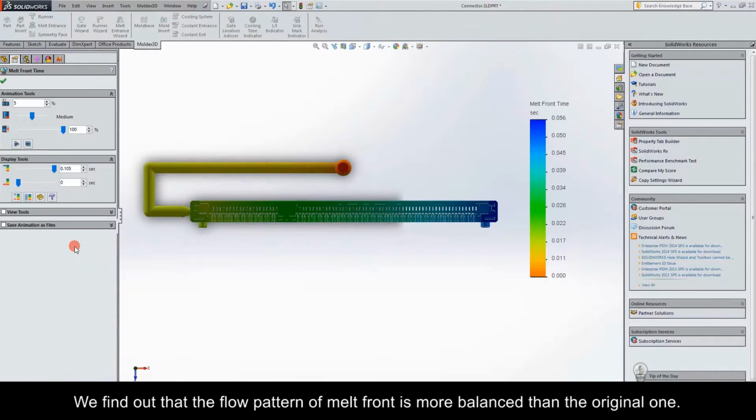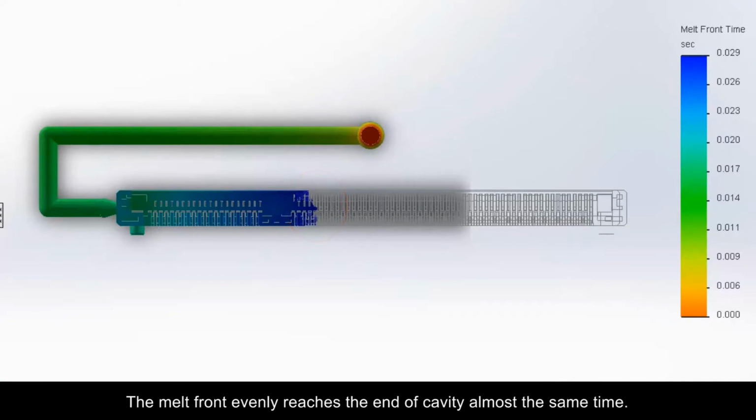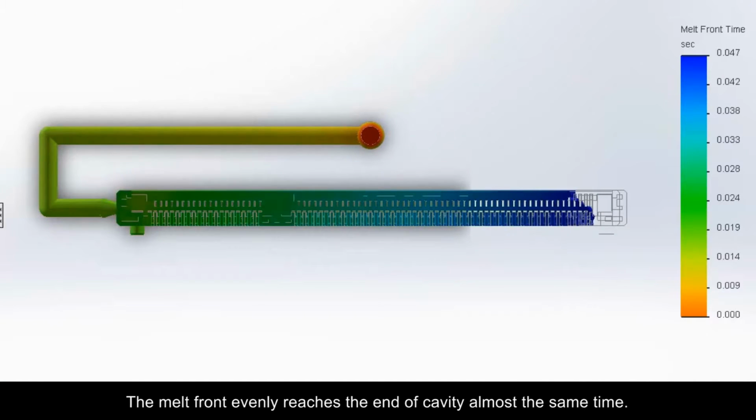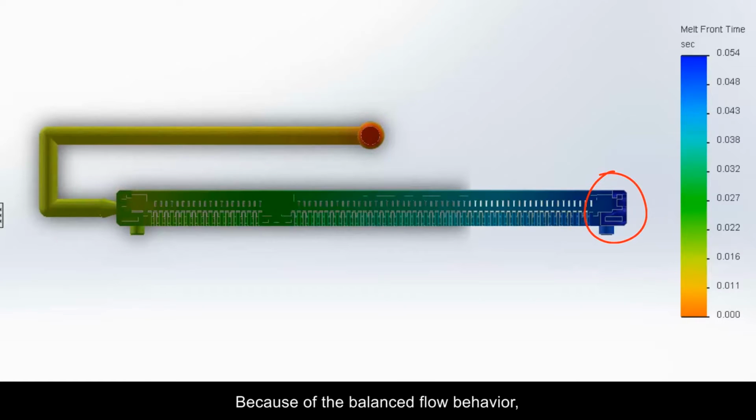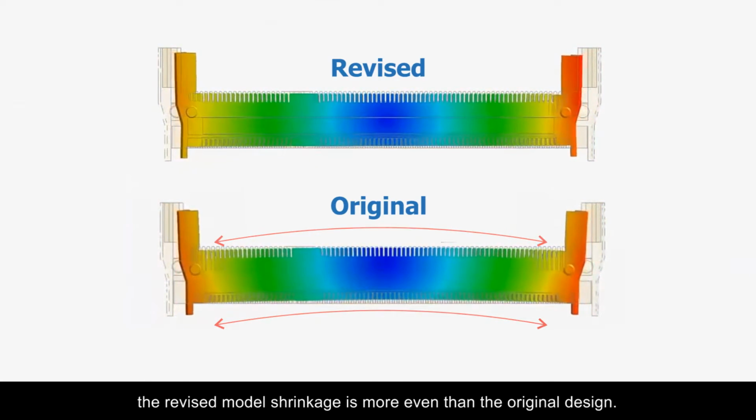We find out that the flow pattern of melt front is more balanced than the original one. The melt front evenly reaches the end of the cavity almost at the same time. Because of the balanced flow behavior, the revised model shrinkage is more even than the original design.